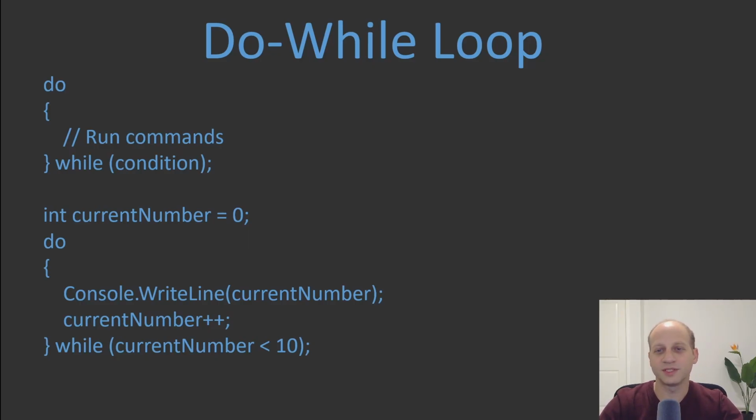In the example you see, we print all numbers from 0 to 9, and as you can see, we will first print the number, increment the current number, and then we will check the condition. As long as the current number variable is less than 10, we will continue with the loop.